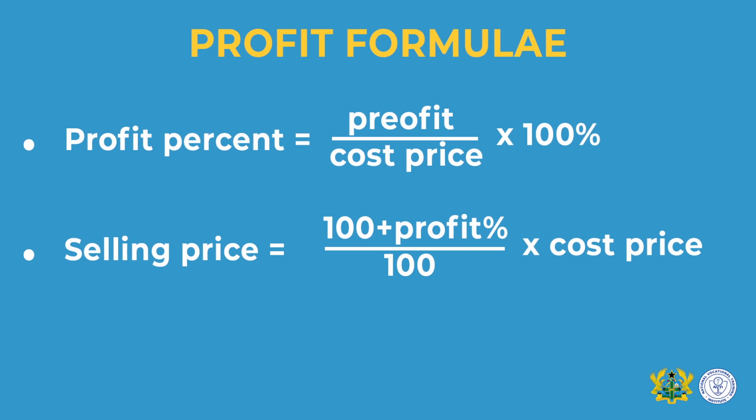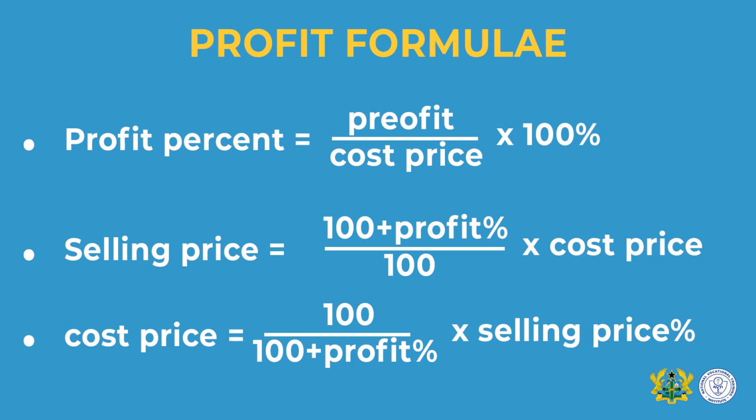With that same formula, that is, profit percent being equal to profit over cost price times 100, we can also deduce cost price from that, as we did for selling price. And that will give us 100 over 100 plus profit percent times your selling price. That is to say, the question will give you your profit percent and then that of your cost.